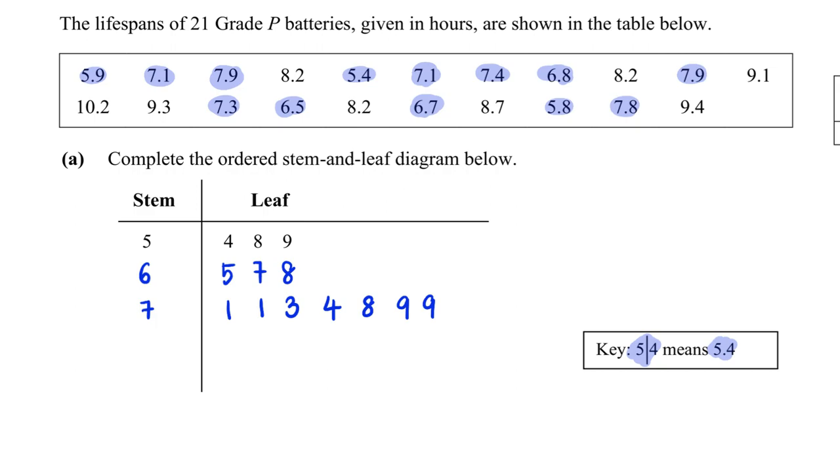Next will be 8, 8.2, 8.2, 8.2, and 8.7. There are 3 of 8.2, and 1 of 8.7. Next will be 9, 9.1, 9.3, and 9.4. 1, 3, 4, and lastly is 10. There is only 10.2. All right. And we are done with part A.